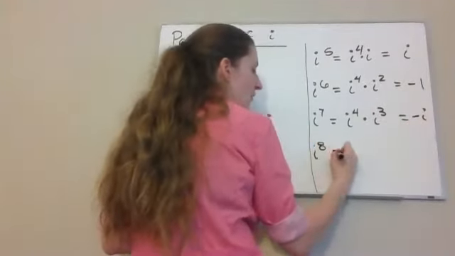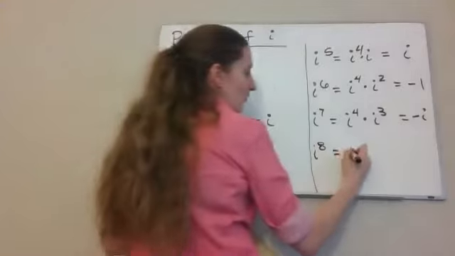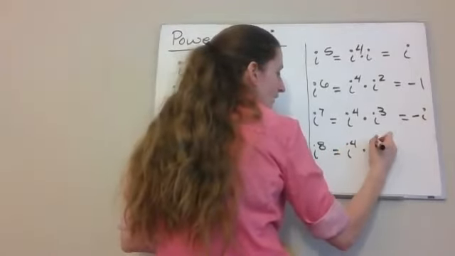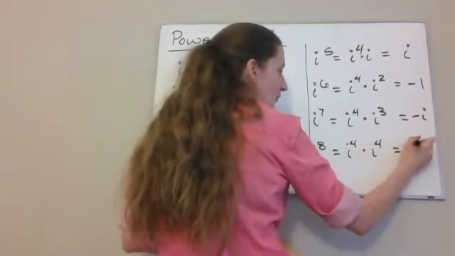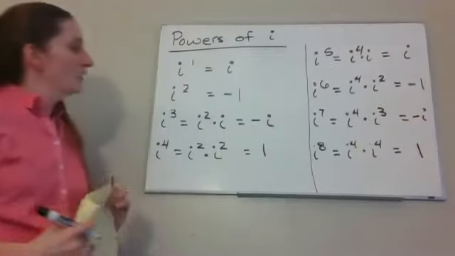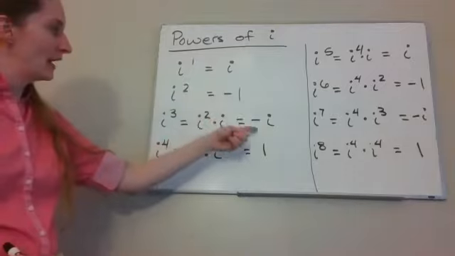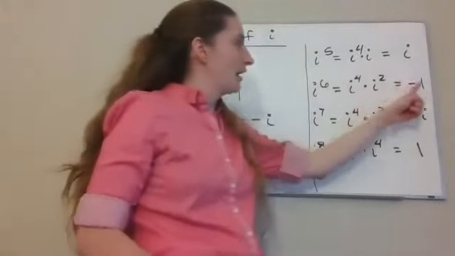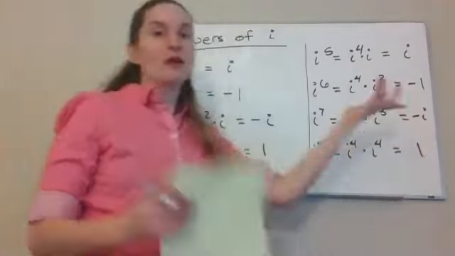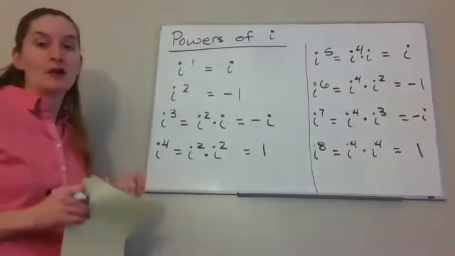And let's just do one more. i to the eighth would be i to the fourth times i to the fourth, which is 1 times 1, which is 1. So I notice I have a pattern here. i, -1, -i, 1. i, -1, -i, 1. And this pattern just keeps on repeating.